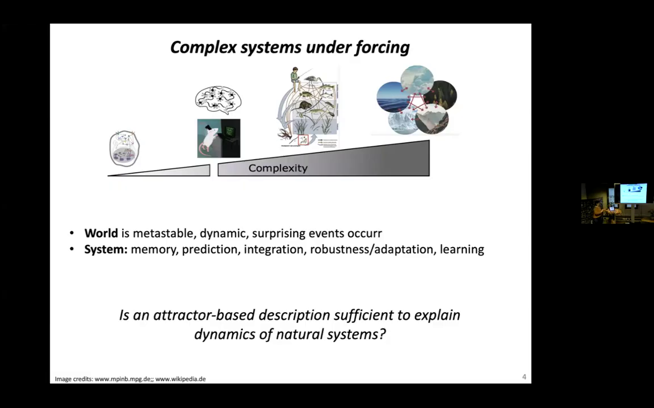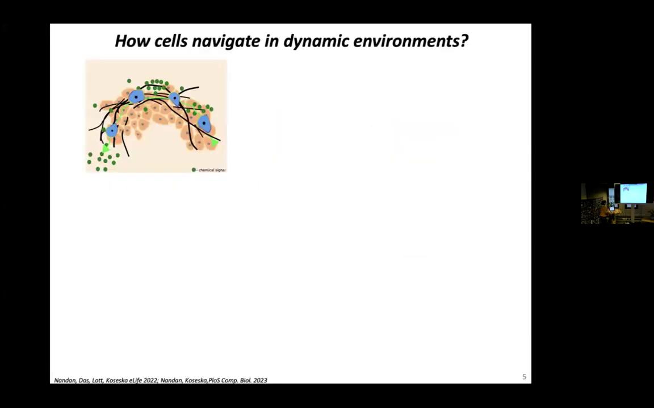So the very basic question that we ask is whether this attractor-based description, or just identifying the stable states of the complex systems on the side of a chemical network or neuronal network, is sufficient to explain the dynamics of this living system. So using this formalism, can we understand how these systems operate when their environment is dynamic, meaning when these networks or complex systems are continuously forced with a dynamic signal?